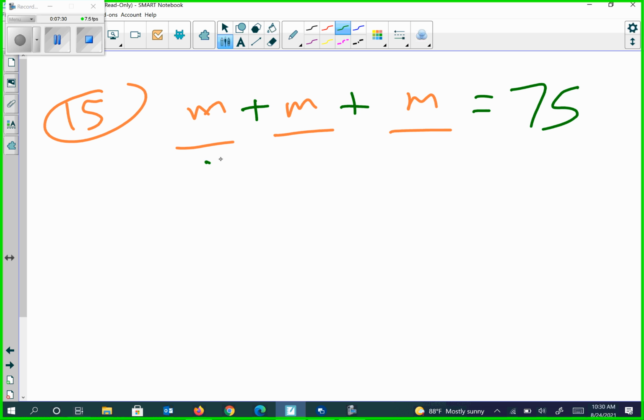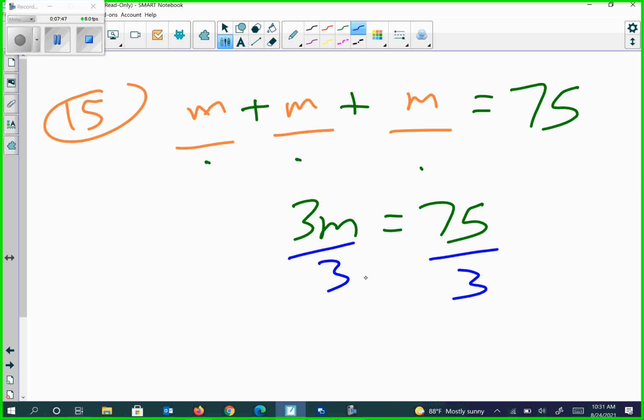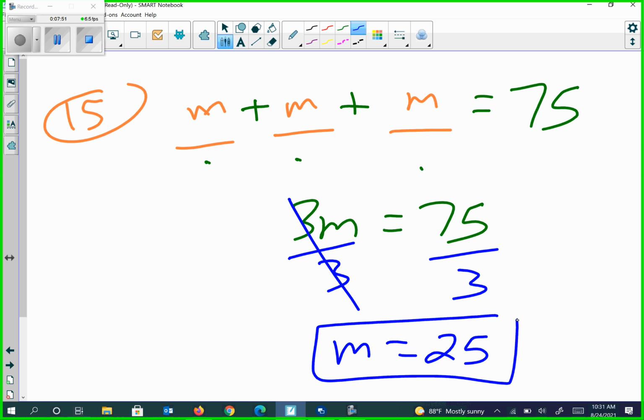Okay, so M plus M plus M is 3M. So I have that. And how do I undo 3M? How do I get rid of the 3? Yeah, go ahead. Yeah, divide each side by 3. And those cancel. So it didn't matter which month. It looks like each month would have been a $25 late fee.